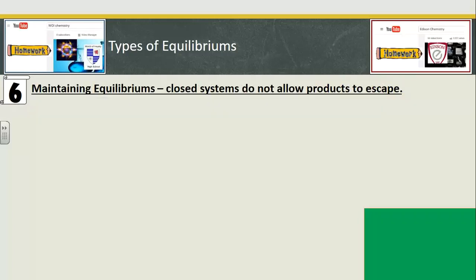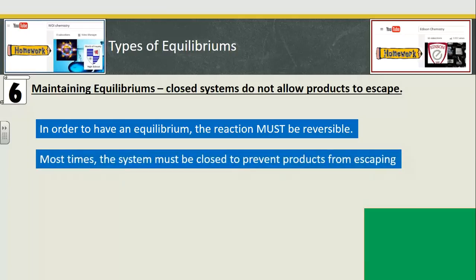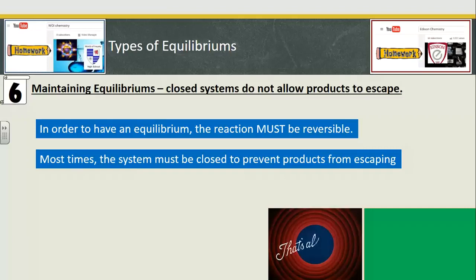To maintain an equilibrium, we have to have a system be closed, because if anything escapes, then it's not part of the cycle anymore. So in order to have an equilibrium, the reaction must be reversible. Most times a system must be closed to prevent products from escaping. Because if you're talking about cycles, and equilibriums are cycles, forward and reverse, nothing can go missing. Otherwise, the cycle gets disrupted and it's not an equilibrium anymore. So if a reaction produces a gas, that gas has to be contained in the container because otherwise it'll escape and you've broken the cycle.